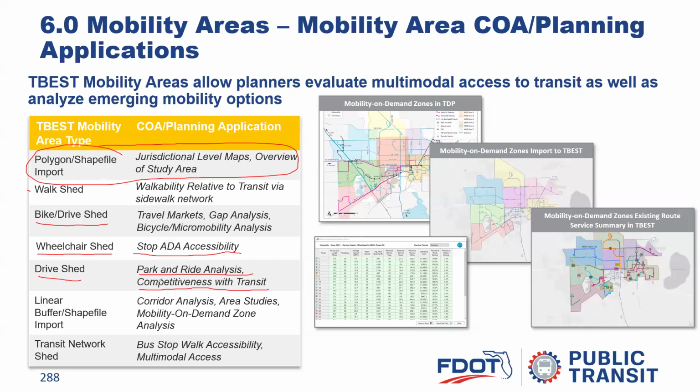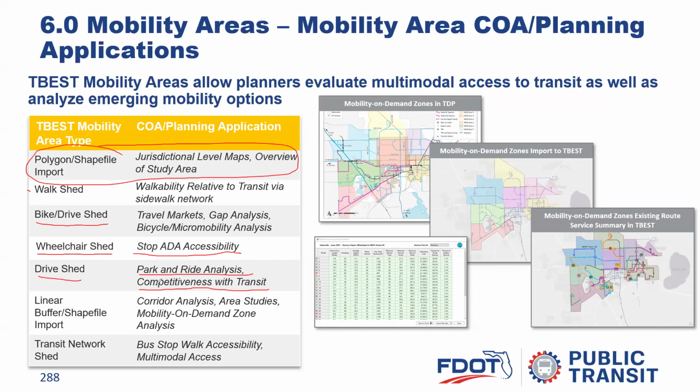So, all right. Drive shed, you have park and ride analysis, competitiveness with transit, also very valuable in terms of evaluating park and rides, right? So park and rides are their own kind of thing where it's not a walk access, where T-BEST is mainly a walk access model. And so if you want to evaluate a drive shed from a park and ride to evaluate markets within that drive shed, very easy to do in T-BEST using the drive shed tool.